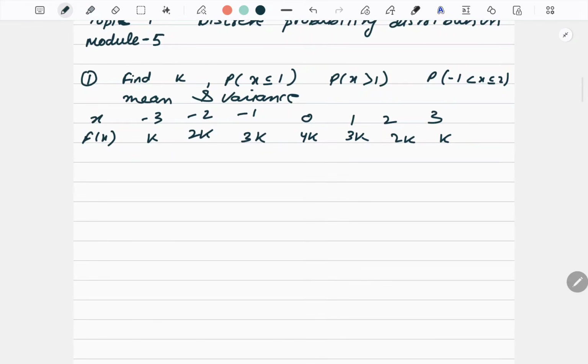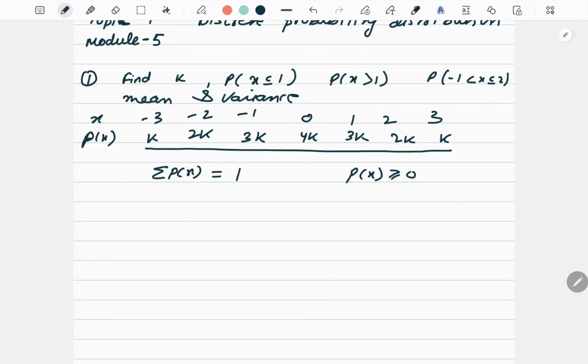Now what I have to do: they are saying that it is a probability distribution. The concept of probability distribution is that summation of P of x is 1 and P of x is always greater than or equal to 0. So it is always positive and the sum is 1. Means if you add all these values you should get 1.